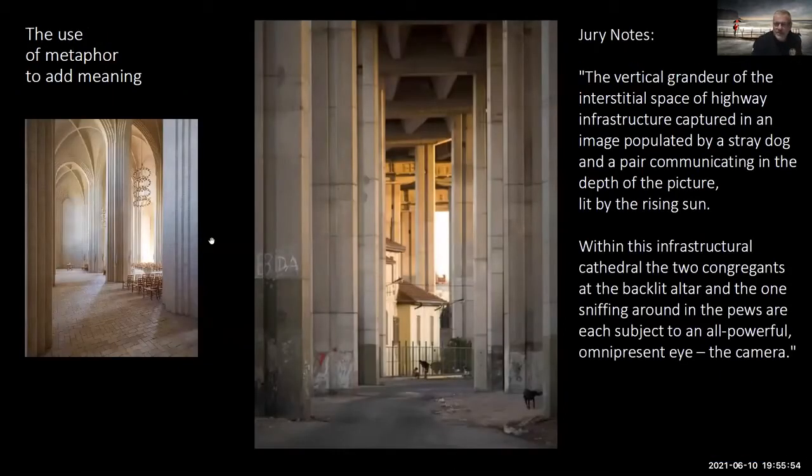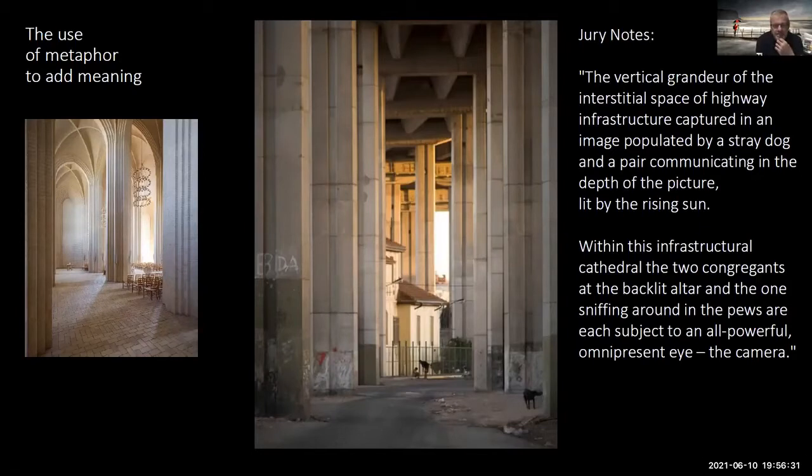There's another one which is quite good. The chat by the judge is a bit of a carry-on, but the point is well made. All right, so in this case, we've got metaphor. This is metaphor, right? We're saying that the underside of an overpass is a cathedral. All right, that's the metaphor. And the judge gets it, and he says, the vertical grandeur of the interstitial, that's in-between space of highway infrastructure captured in an image, populated by a stray dog, a pair of people communicating in the depth of the picture, and lit by the rising sun.